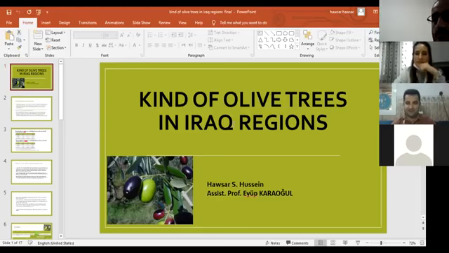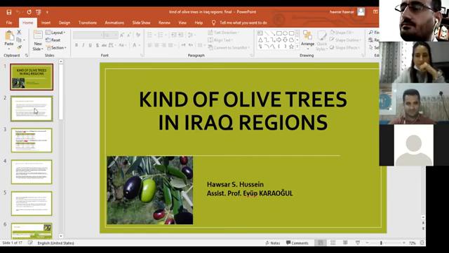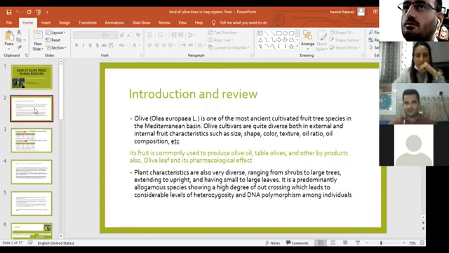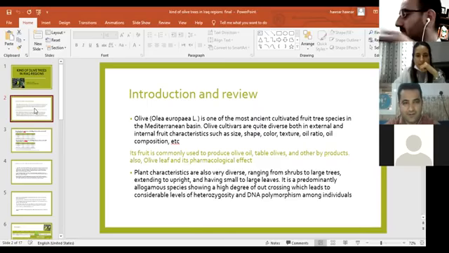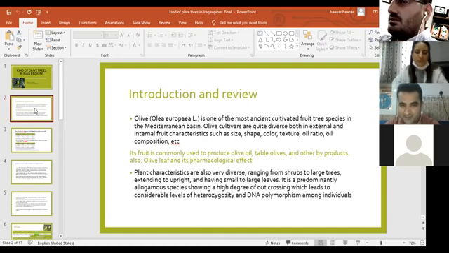A presentation about olive trees in Iraqi regions. And in the introduction, we're talking about olive, Olea europaea L., the oldest cultivated fruit tree in the Mediterranean basin.